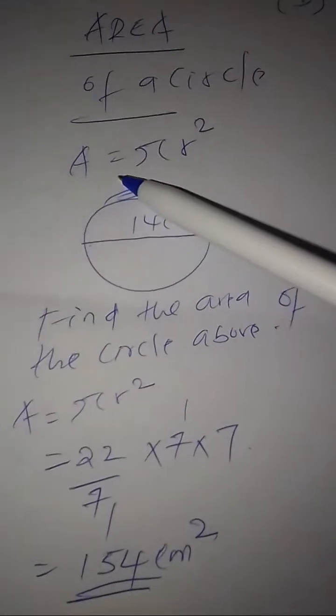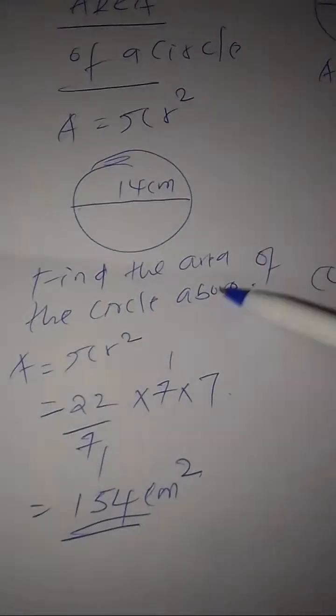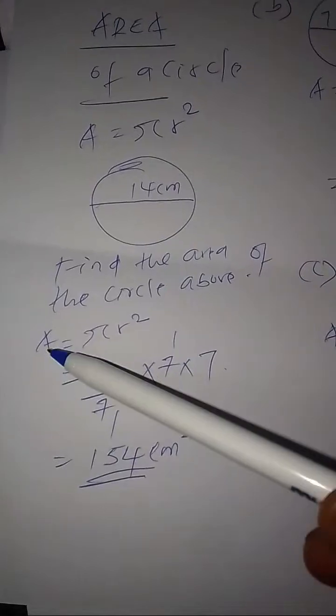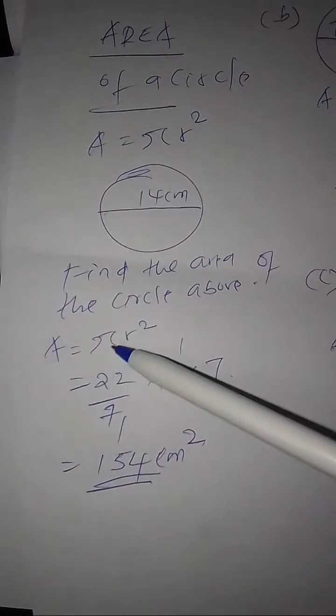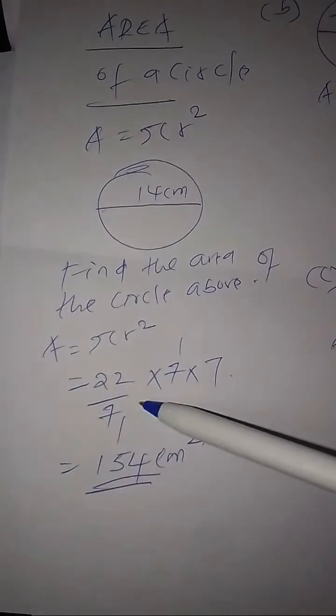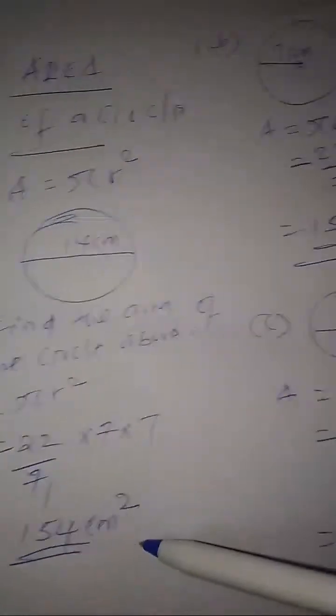So the area of a circle is pi r squared. Find the area of the circle above. So our area, that is the formula pi r squared, is equal to pi, which is 22 over 7 multiplied by 7 times 7. So when you work out, we get 154.